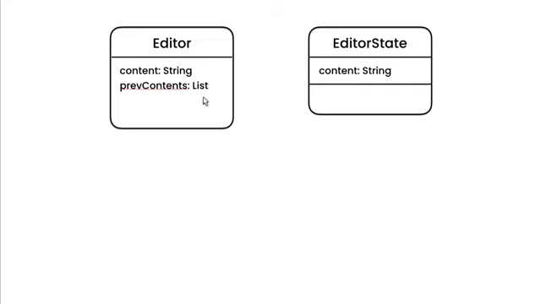So in our editor class, we need to store a list of editor states. So we need a composition relationship between these 2 classes. And that means we should rename this field from previous contents to previous states. So we have a list of editor states inside the editor class. Beautiful. Now, this is a better solution because it allows us to undo multiple times and we're not going to pollute the editor class with too many fields, okay?